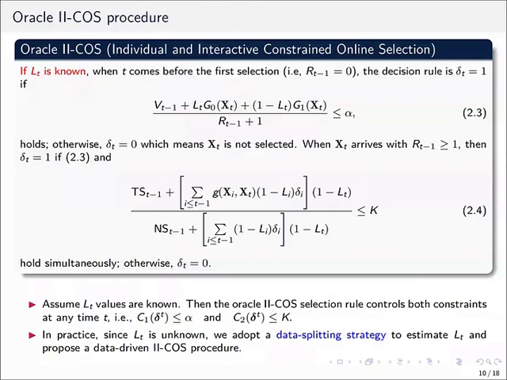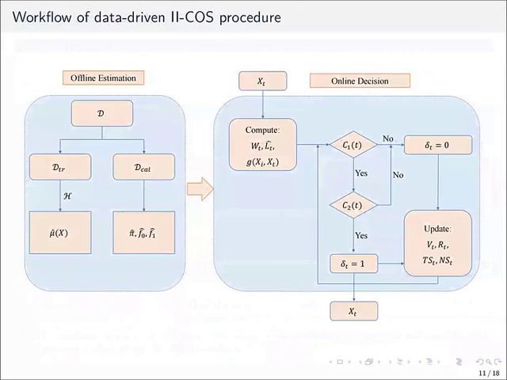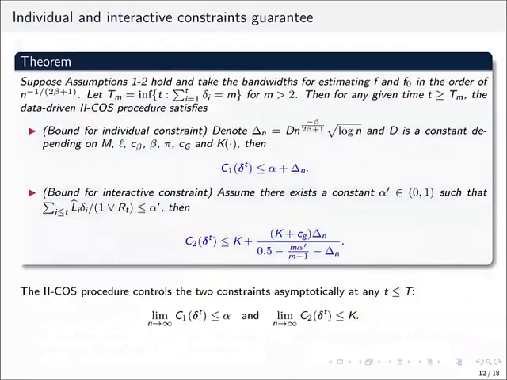However, in practice, since lt is unknown, we adopt a data splitting strategy to estimate lt and propose a data-driven procedure. So our procedure contains 2 steps. The first is offline estimation, and the second is online decision. In the first step, we use the history data to estimate mu hat and estimate l, then use them to construct the decision rules and make our online decision.